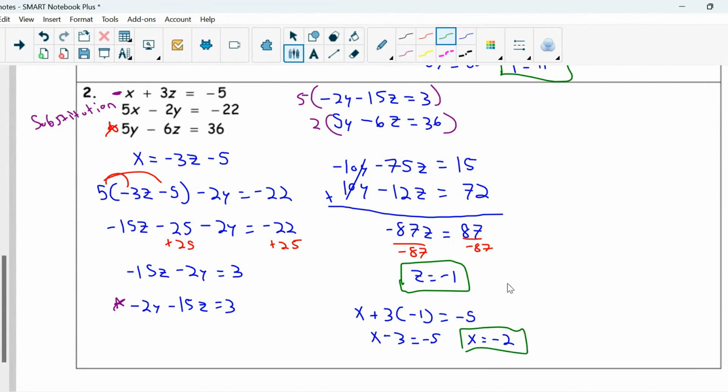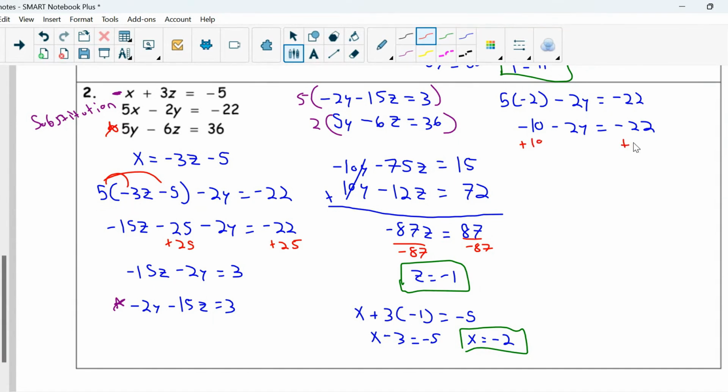Okay, now that we have both our z and x variables, really doesn't matter what equation we use as long as it includes y. So let's use our second equation here. 5x minus 2y equals negative 22 and solve for y. So we have 5x, which would be 5 times negative 2, minus 2y equals negative 22. 5 times negative 2 gives me negative 10. Negative 22.